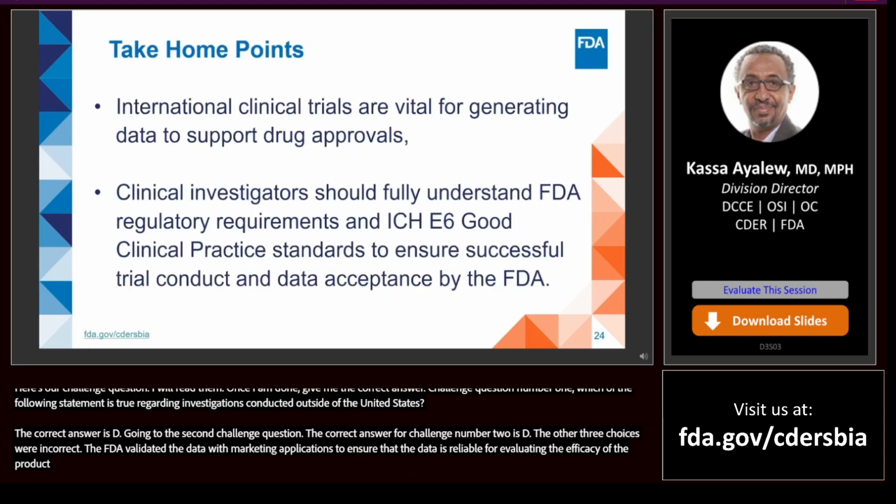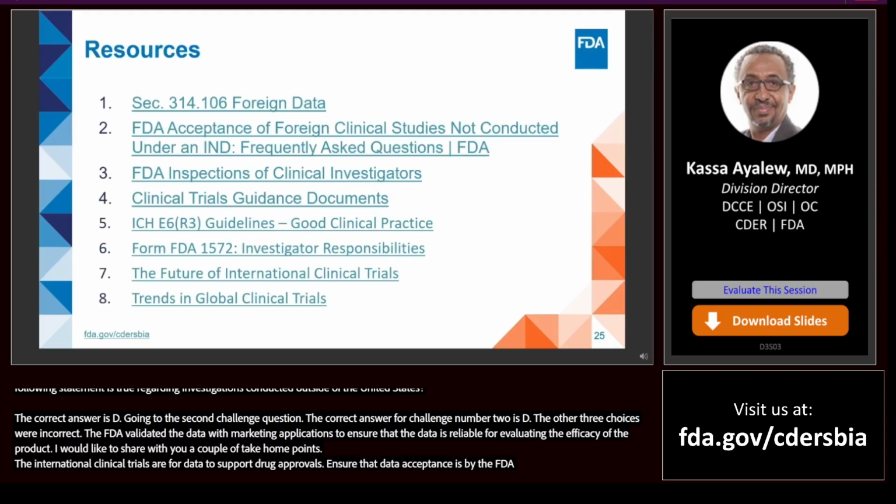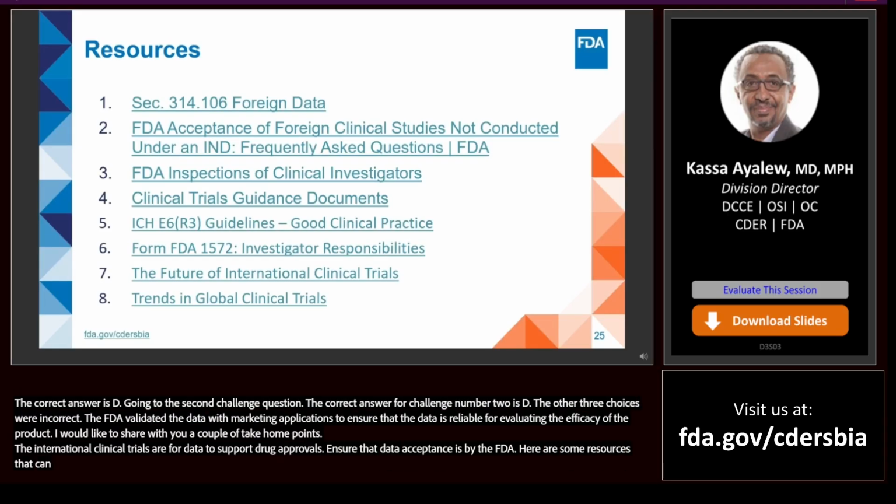To wrap up this talk, I would like to share with you a couple of take-home points. As discussed during the presentation, international clinical trials are vital for generating data to support drug approvals. As a clinical investigator, it is important to fully understand FDA regulatory requirements and ICH E6 good clinical practice standards to ensure successful trial conduct and data acceptance by the FDA. Here are some helpful resources that may help you further explore international clinical trials and ICH E6 updates.